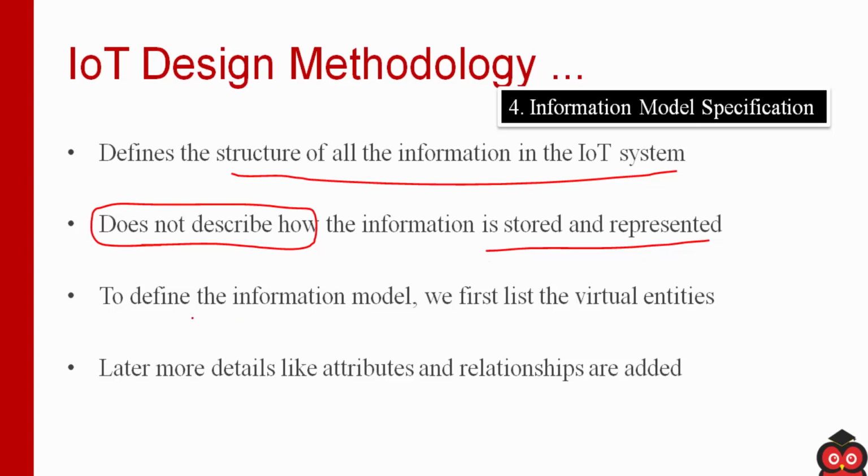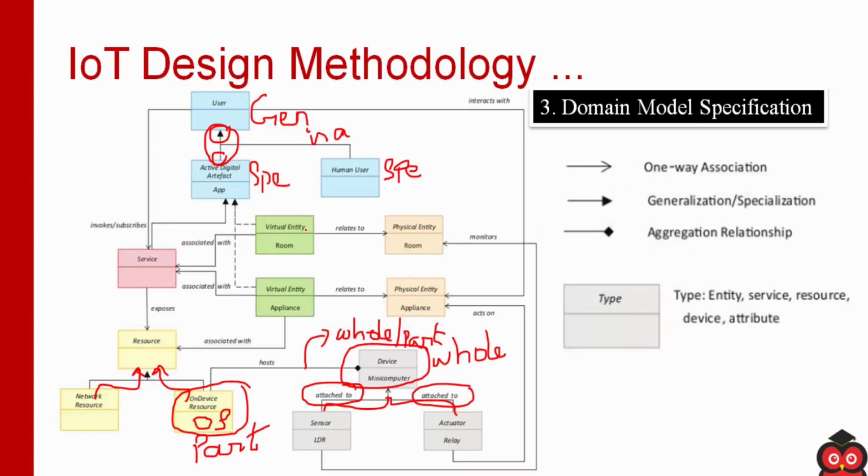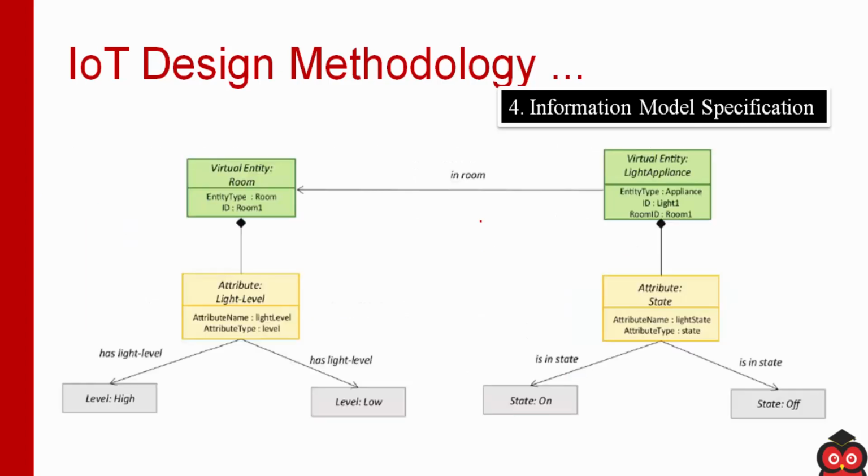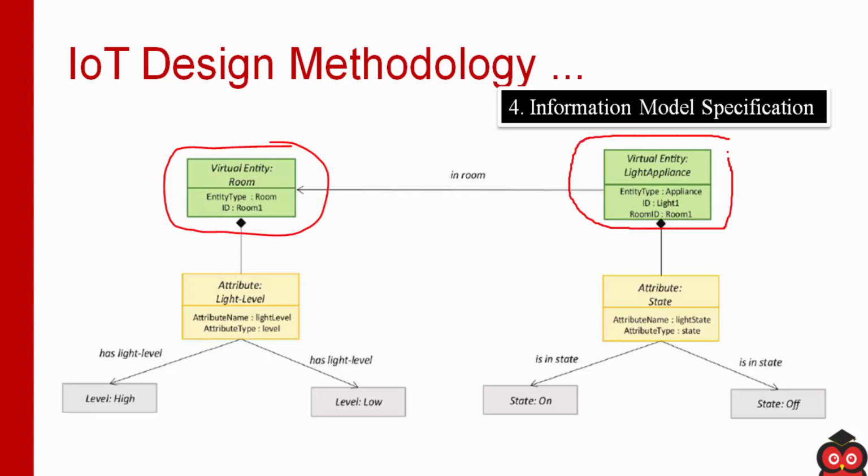So to create this information model, first we need virtual entities, right? We already have our virtual entities. The virtual entities are the virtual room as well as the virtual appliance. So first, in this information model, we will list out the virtual entities. After that we will list out the attributes and relationships between those virtual entities. That is what you will see in this diagram. So first we have the virtual entity room as well as the virtual entity appliance, that is the light bulb.